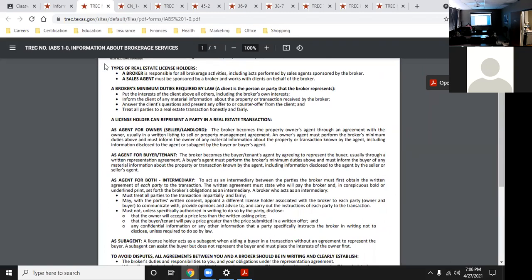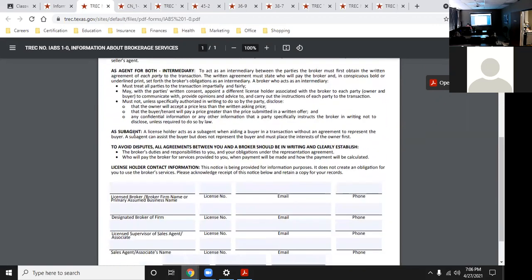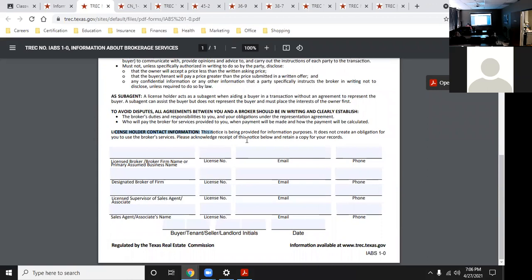And basically what this form has is the types of real estate license holders. So it'll explain what a broker is, a sales agent, the duties a broker is required to do. And then for a license holder, it'll have what you're supposed to do as an agent for a buyer, as an agent for a seller, as an agent for both if you're an intermediary, a sub-agent, how to avoid disputes, contact information. And then here, you would fill out this section with all of your information. So I put in here. So I guess that'd be office email and office time. But basically you do that, I put in.